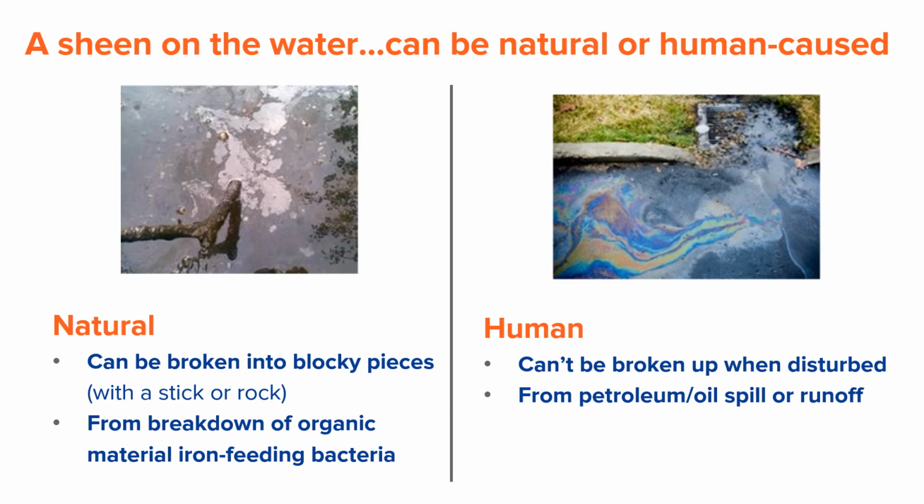It's important to know that a sheen on the water can be natural due to the breakdown of organic materials such as leaves, grass, or sticks, or from bacteria that grows in iron-rich waters.